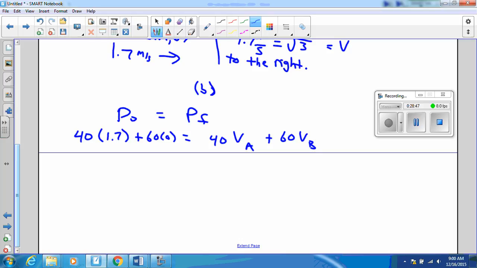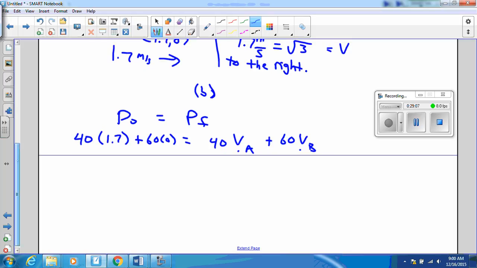And we recognize that VA and VB are going to be vector quantities. They're going to have a direction, but that's not going to show up in our equation. So even though I suspect that VA is probably negative after the collision, I'm not going to write a minus sign there. I'm going to let the VA naturally be a negative number.